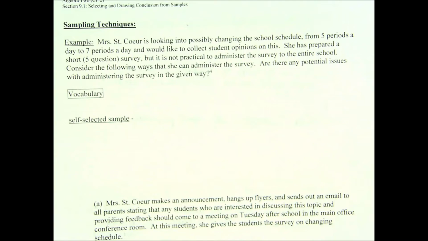She's prepared a short survey, but it's not practical to ask every single student in the school their opinion on this. So we're going to look at a bunch of different ways that she can administer the survey. And we want to see the good things between the various ways, the issues with the various ways. Our first method of creating a sample is called a self-selected sample.